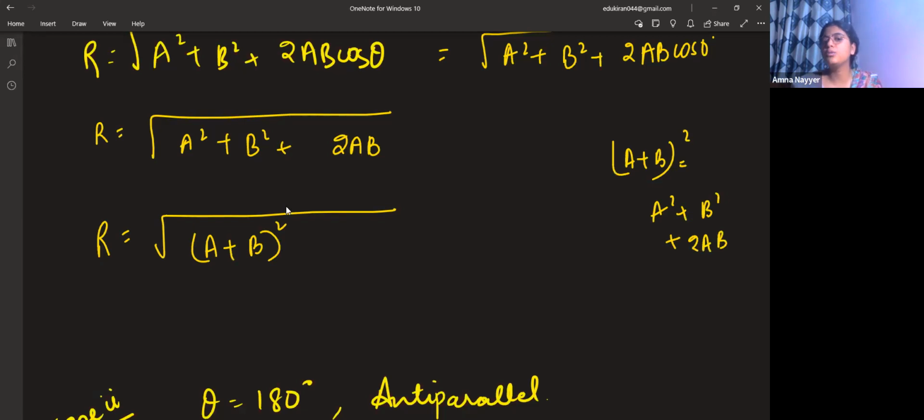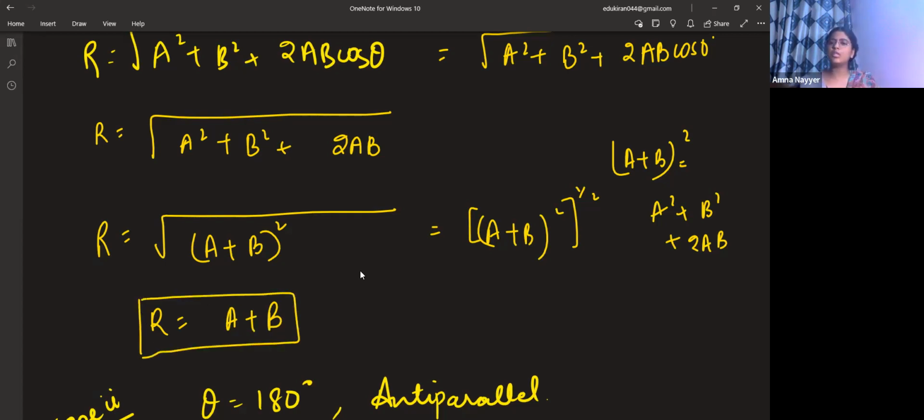Now see, this root and the square will cancel each other. So we are left with A plus B to the power half to the power 2, that cancels each other, so you are left with A plus B. That's why whenever we were using two velocities moving in the same direction, we directly added them.